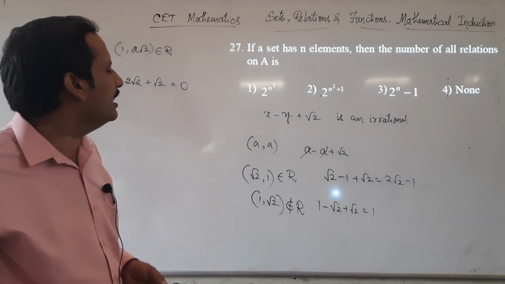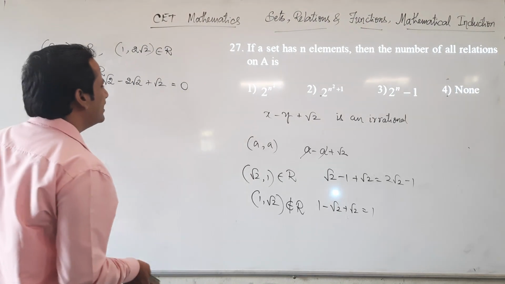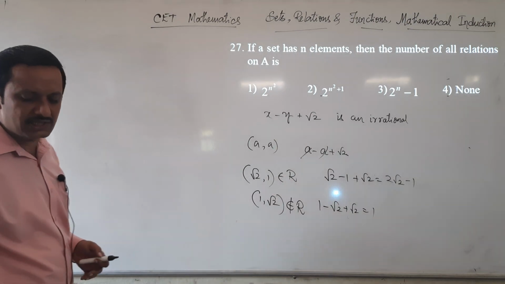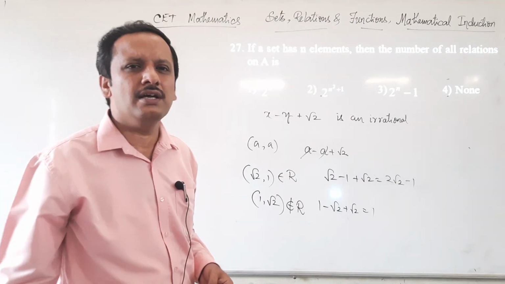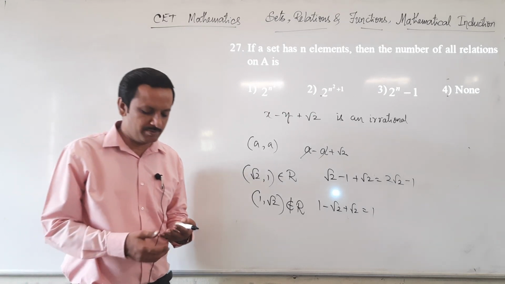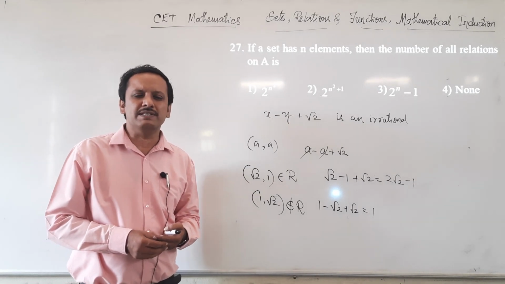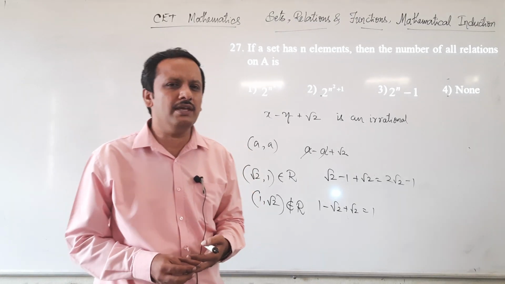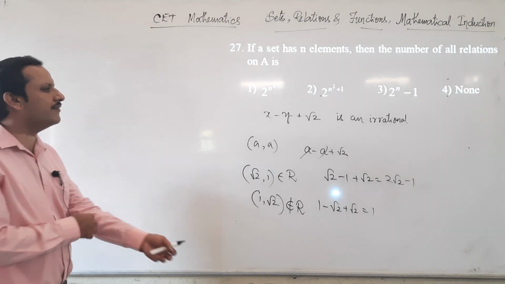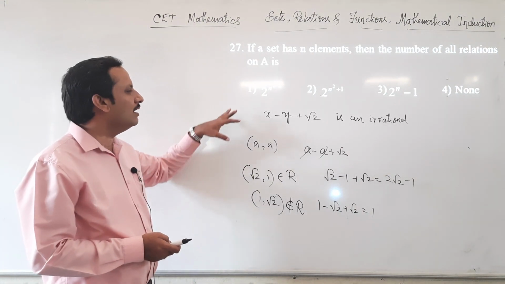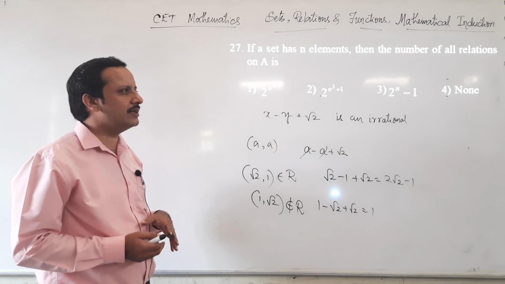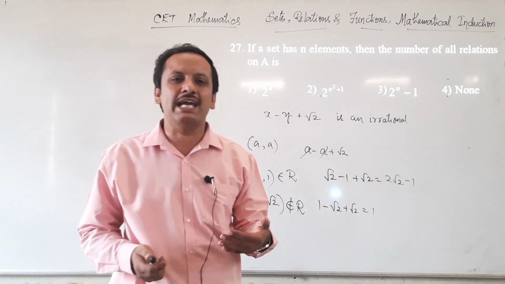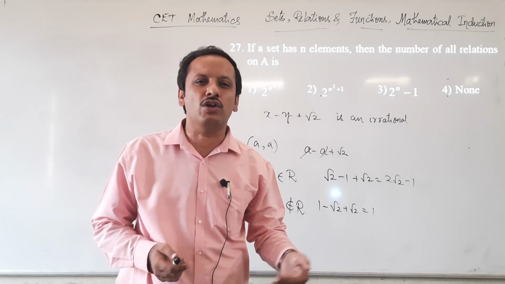Next question. If a set has n elements, then the number of relations on A. Number of relations. What is a relation? A relation is a subset of A cross B. If A and B are two non-empty sets, a relation from A to B is defined as the subset of A cross B. So, any subset of A cross B is a relation from A to B. Now, we want the number of relations on A. So, a relation on A is a subset of A cross A.